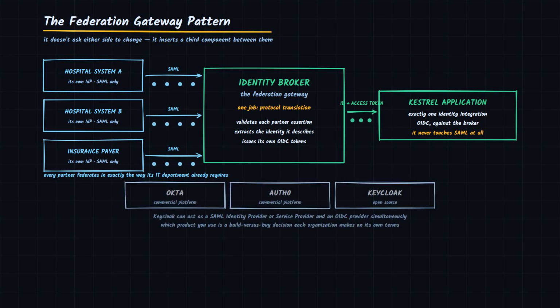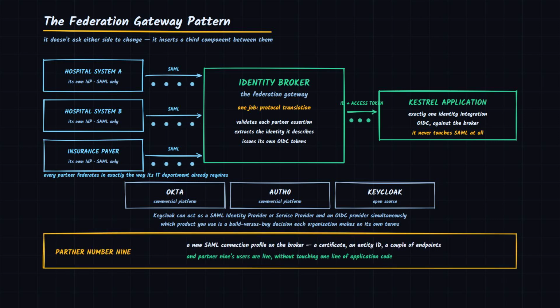The specific product is a build versus buy decision each organization makes on its own terms. The architectural shape is the same regardless. Partner protocol diversity gets absorbed at one boundary, and everything behind it, all of Kestrel's application code, only ever has to reason about a single internal identity format.